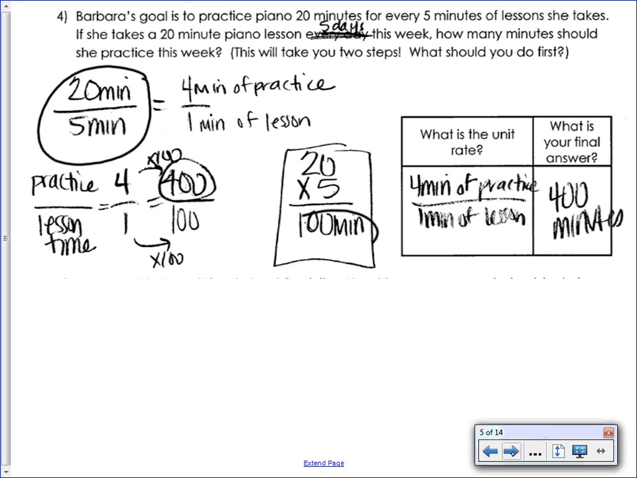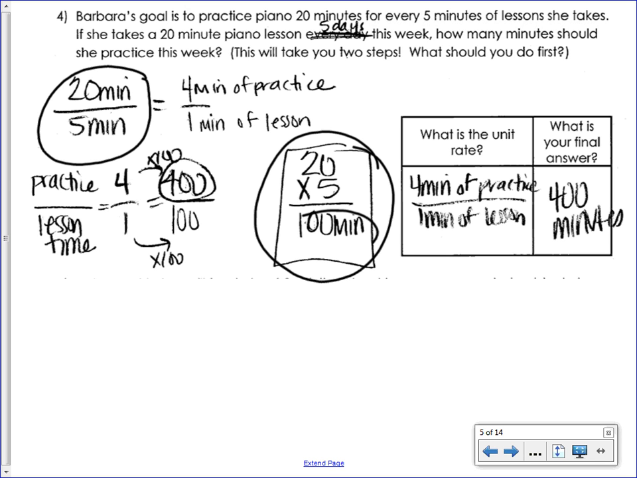Okay, so this problem was a 2-part problem. They talk about what her ratio is for how many minutes she practices the piano. So she practices for 20 minutes for every 5 minutes of lessons. But you have to do some calculating to figure out how many minutes of lessons she actually took. So they tell you that she takes a 20-minute piano lesson 5 days this week. So if you look, we had to do this extra calculation here. 20 minutes times 5, that's the 5 days of the week that she went to lessons, was 100 minutes.